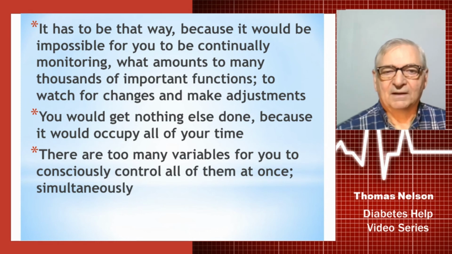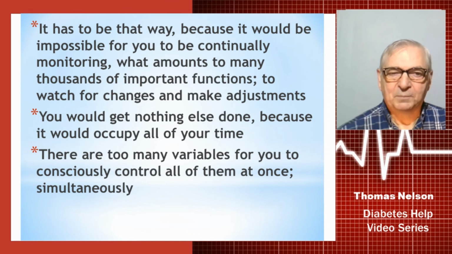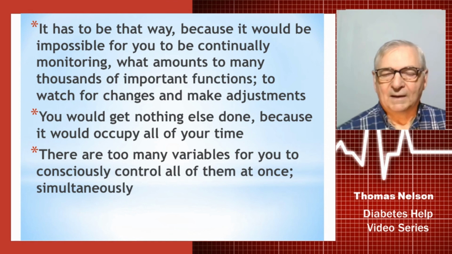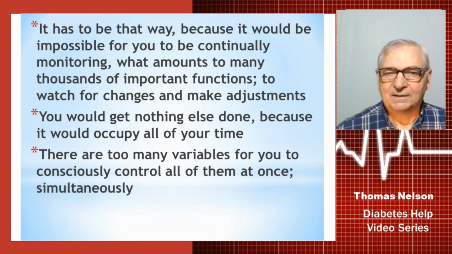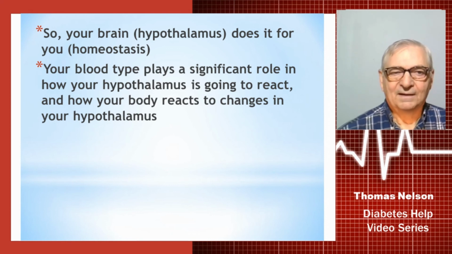You would get nothing else done because you would be totally occupied all of your time with dealing with even minuscule changes in all of these different areas. So there's just simply too many variables for you to consciously control all at the same time, simultaneously. So your brain, your hypothalamus, a little tiny organ right in the center of your brain, about the size of an almond, does that for you.